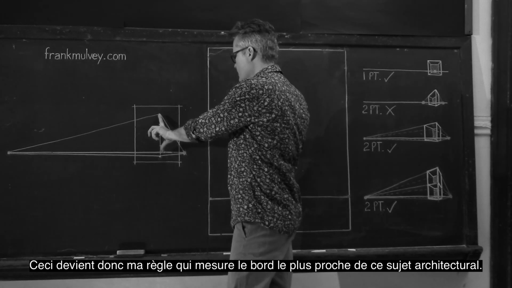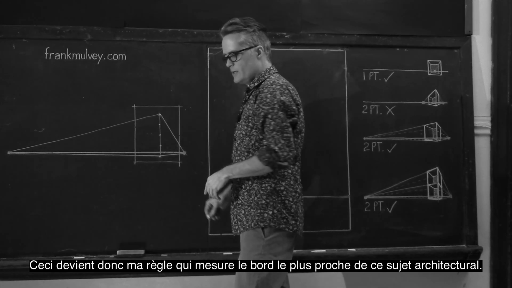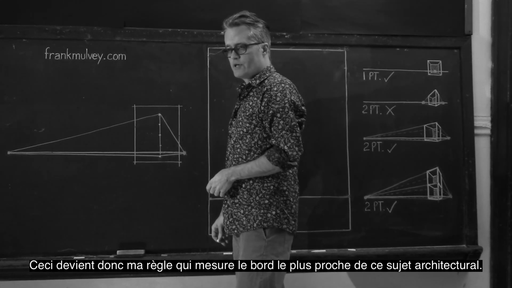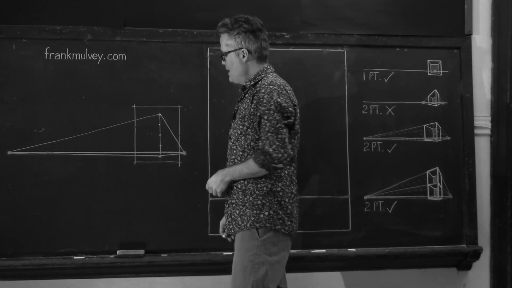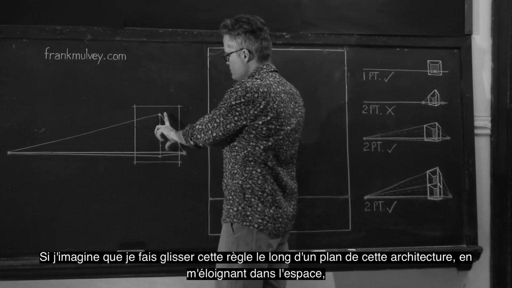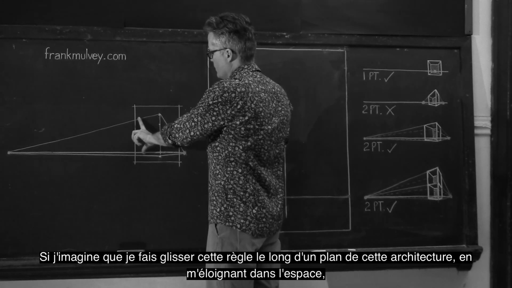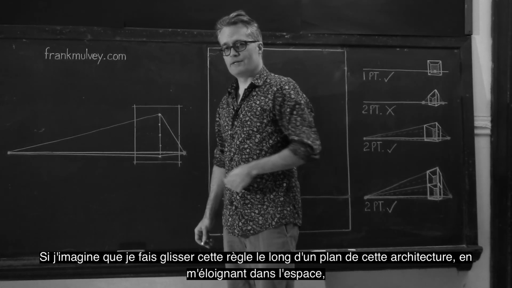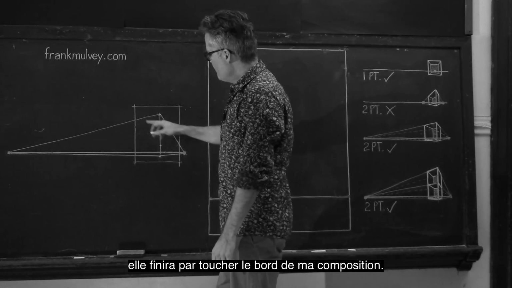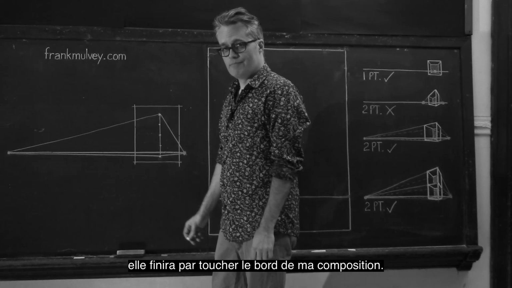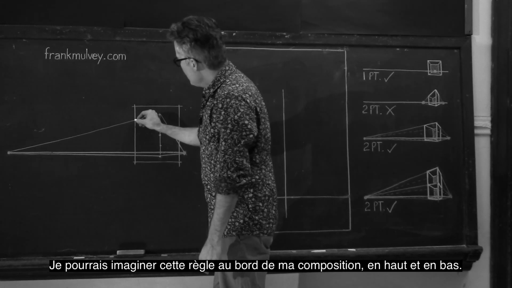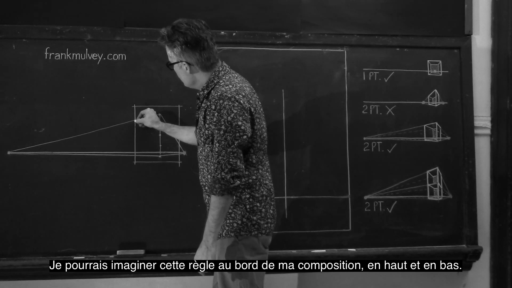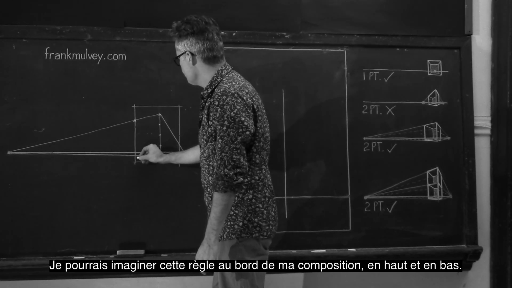So this becomes my ruler that measures the closest edge of this architectural subject matter. And if I imagine sliding that ruler along one plane of that architecture, moving away into space, it would eventually hit the edge of my composition.